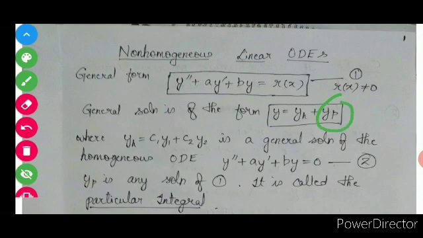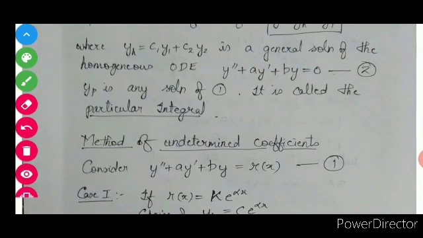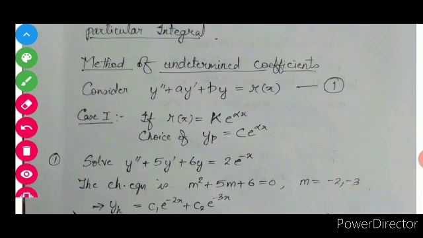In this video, we will be mainly looking at how to find yp, or the particular integral. The method that we will be looking at here is called the method of undetermined coefficients. This method basically depends upon your r of x. This method is usually used in cases where your r of x is an exponential function. There are a lot of cases. One is it can be an exponential function of the form e raised to ax, maybe e raised to 2x, e raised to 3x, or something like that.